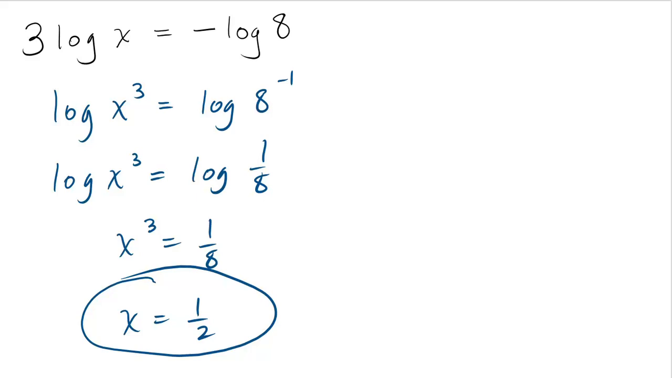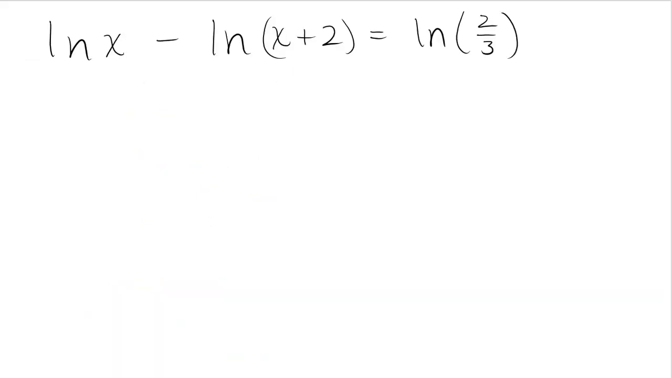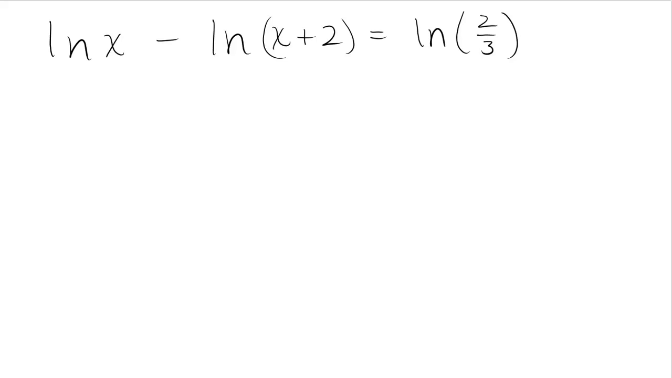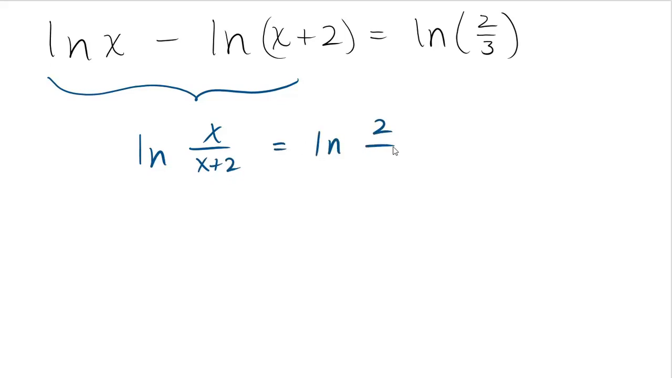May as well run through all of the properties once. This third example says the natural log of x minus the natural log of x plus 2 equals the natural log of 2/3. We'd like to consolidate the left side into a single logarithm, and when you subtract two logarithms with the same base, you can consolidate by dividing the inputs. So we can rewrite the left side as the natural log of x over x plus 2. Now the inputs must be equal, so x over x plus 2 equals 2/3.